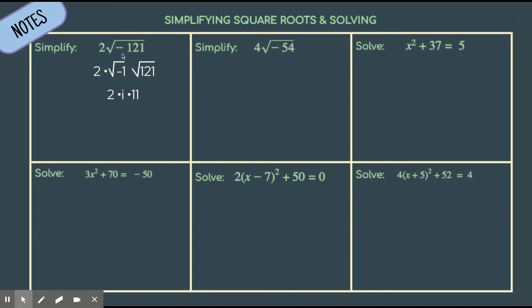So pretty much you can just make this negative into an i, and if you can do the square root of this number, do it. So now I have 2 times i times 11. I can multiply the 2 and the 11 because they're just regular numbers. And that makes 22i.